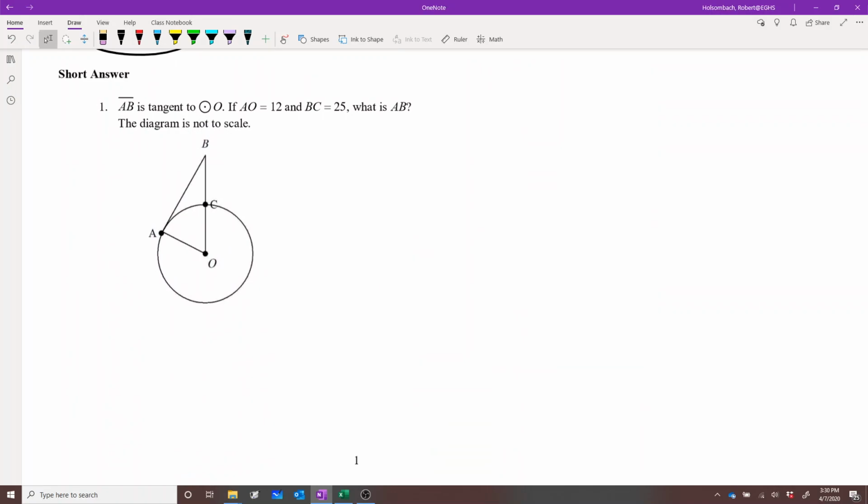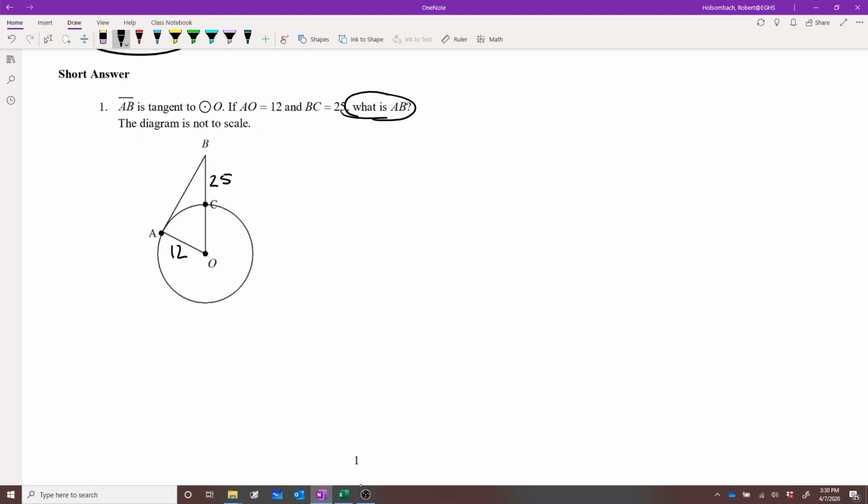Alright, problem number 1 in the short answer. AB is tangent to O. If A to O is 12 and B to C is 25, what is AB? So we're looking for A to B.